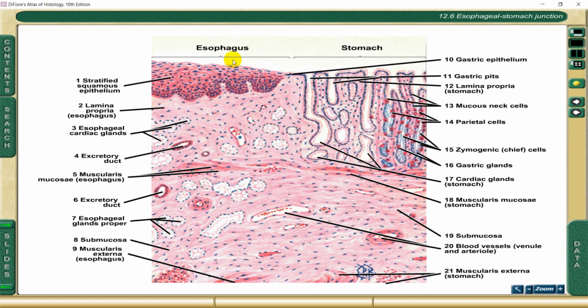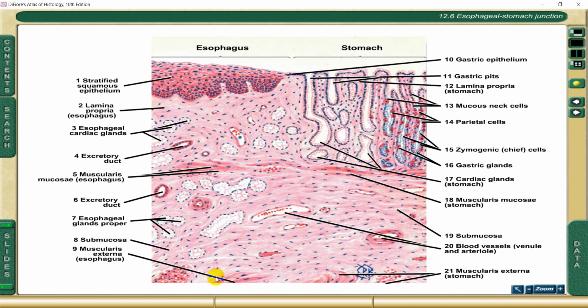This slide shows the esophagus-stomach junction. Esophagus: mucosa, submucosa, muscularis externa, and serosa. Serosa in the abdominal part.